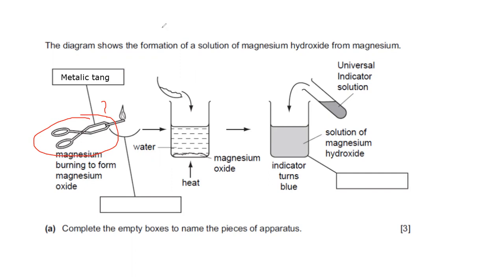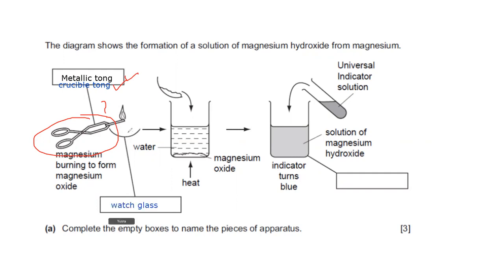Yeah, metallic tong. Crucible tongs are used to hold the crucible, a metallic tong, or tong. You can also write tong. That's also a right word. What about this one? What does it look like?